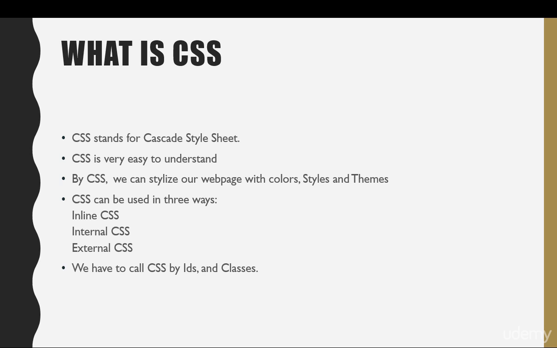We have to call CSS by IDs and classes and tag names too, and sometimes the attributes too, by the way. What are IDs? IDs are basically the identification of any element, like any div element or any paragraph element. For example, there are 4 paragraphs, so every paragraph can have a different ID. Otherwise they all look the same, the 4 p tags. To distinguish them you can use IDs.